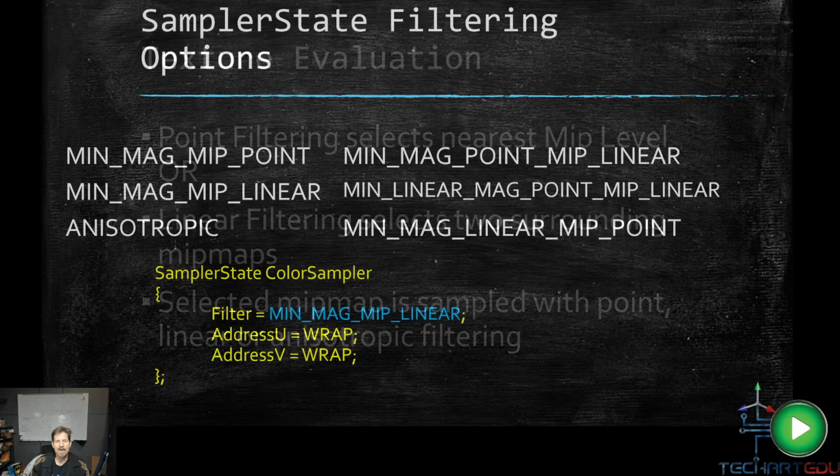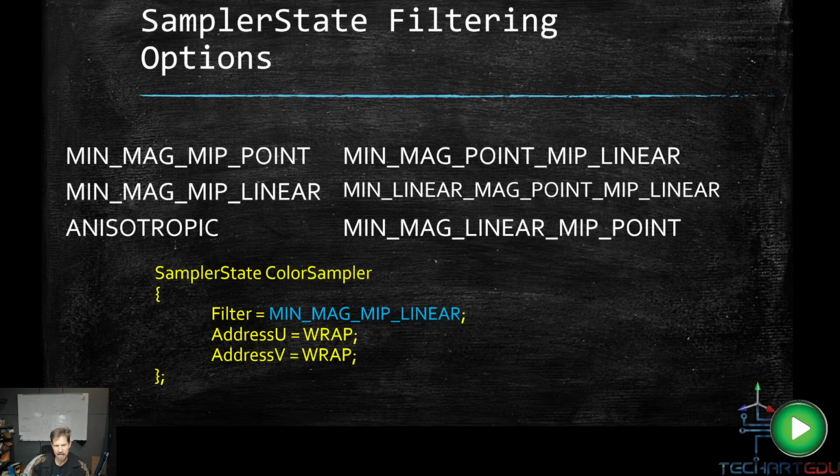When we go and create our sampler state inside of our code, we actually create these enumerations, because there are only so many ways that we can combine these things.